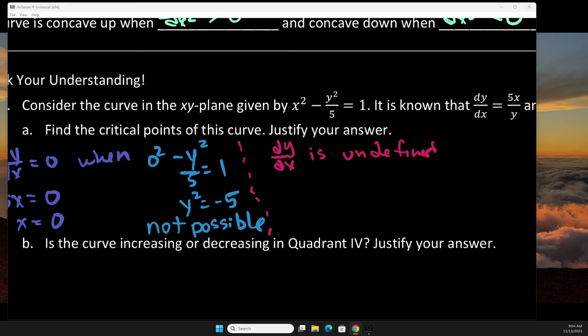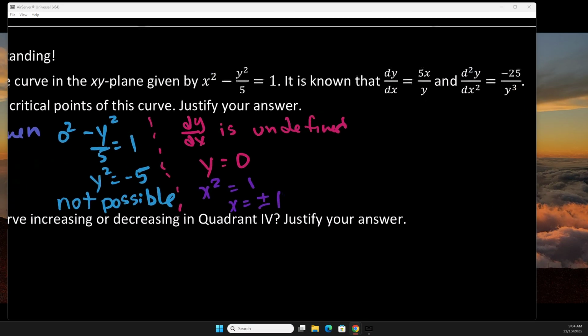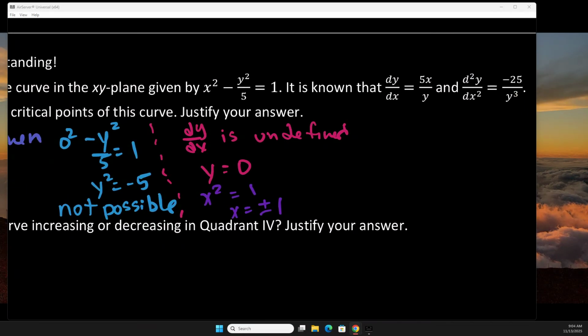And the derivative will be undefined when the denominator equals 0. All right, and then I'll go back in my original equation and make y 0. When we solve it by taking positive and negative square root, we get a value for x when y is 0. So that means we have 2 critical points: (1, 0) and (-1, 0).